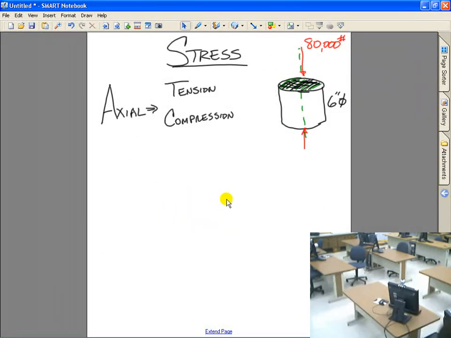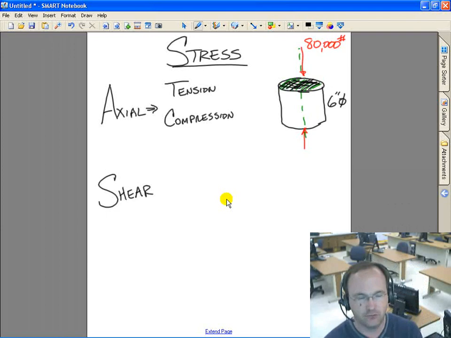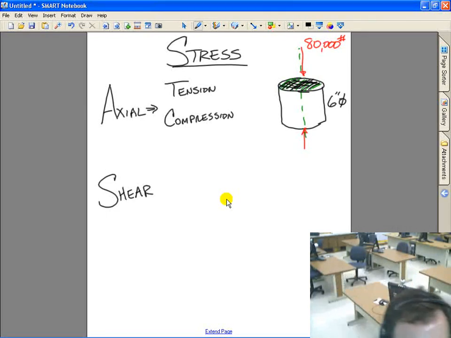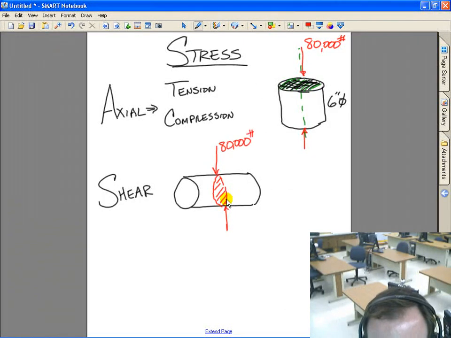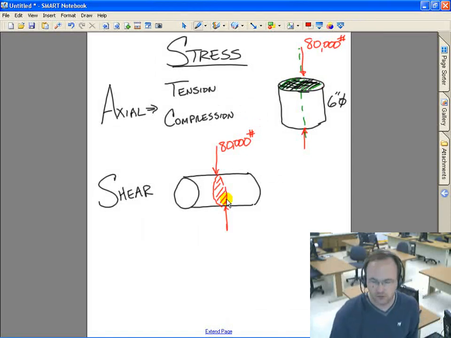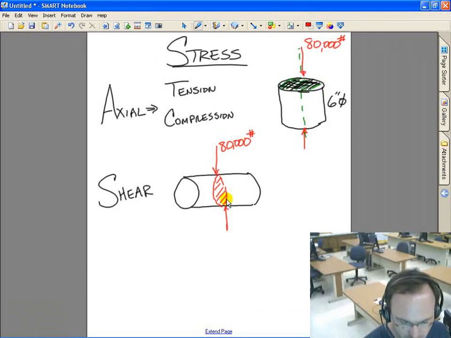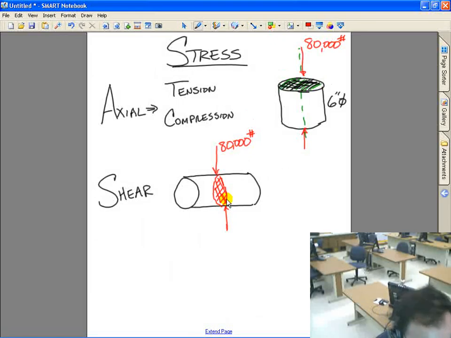The next stress that we're going to talk about is shear. Shear is perpendicular, it's a shearing force. It's how we resist the shearing force. So we have the same cylinder right here, and we put a shearing force across this cross section of 80,000 pounds. Across that cross section, we'd have a shearing effect.